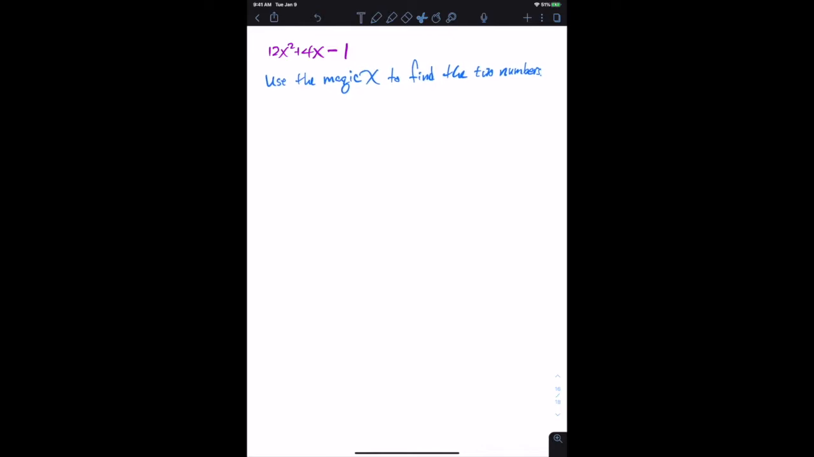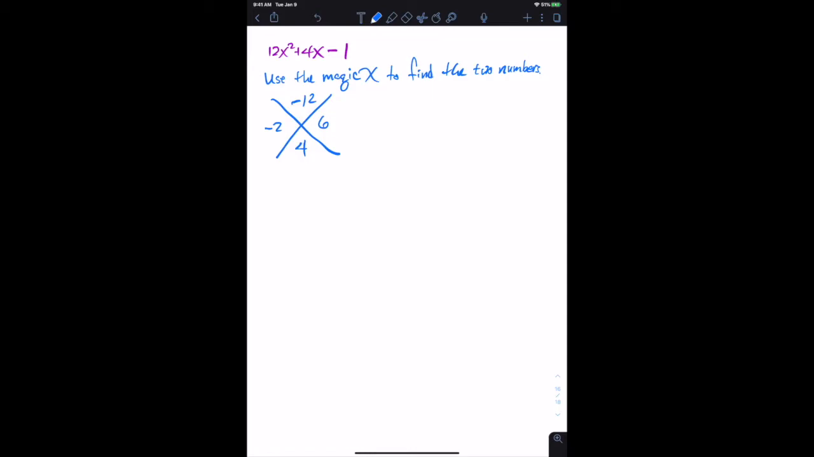First of all, use the magic x to find the two numbers. Draw a big X. And use the first coefficient, 12, and the last coefficient, -1, and multiply them together. -12. Then use the middle coefficient, the 4, and now we need to find two numbers that add to 4 that multiply to -12. Well, I see 2 and 6. If we make the 2 negative, when I add those two numbers together, I get +4. So we found it.